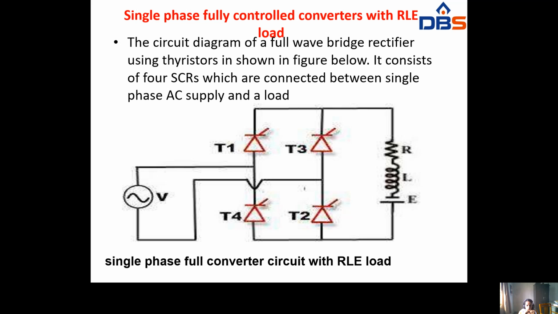Okay. So next, single phase full wave controlled converter with RLE load. The circuit diagram of a full wave bridge rectifier using thyristors is shown in the figure. It consists of four SCRs which are connected between a single phase AC supply and a load. Here an RLE load will be there. So here T1 and T2 conduct in the positive half cycle and T3 and T4 will be in the negative half cycle.